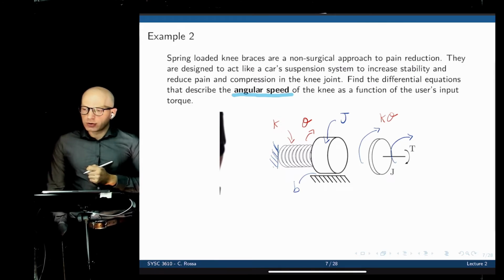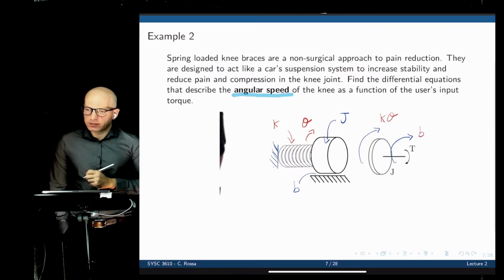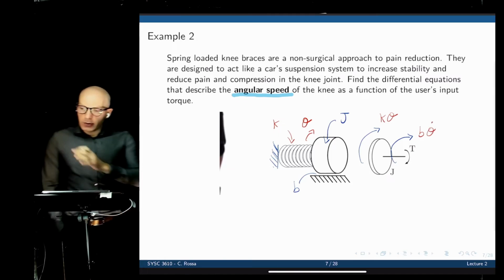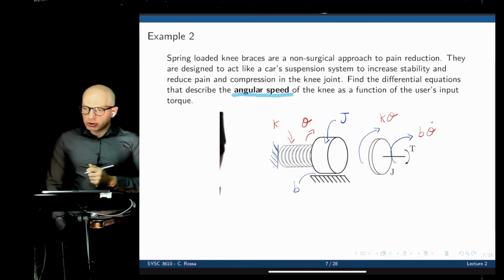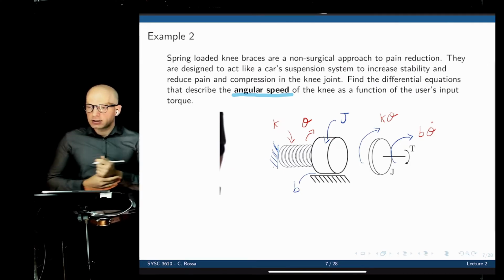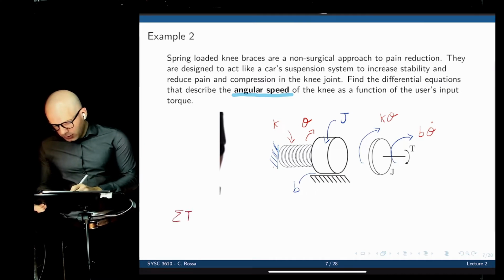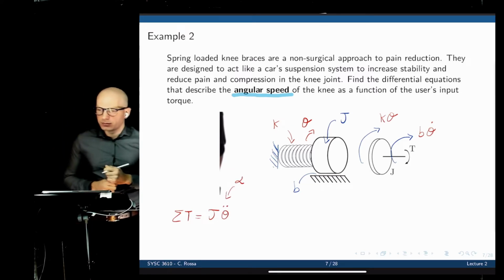And what would be the viscous friction torque? Would it be B times theta dot? Theta dot. Very good. B times theta dot. Now we can write the equation of motion by summing all the torques and equating that to J theta double dot. So the sum of all torques equals J times theta double dot, which is alpha, the angular acceleration.